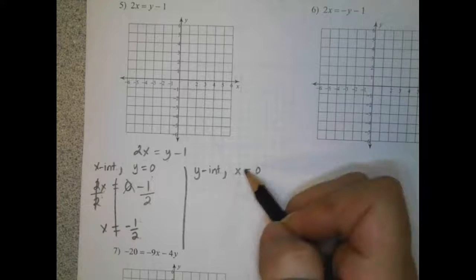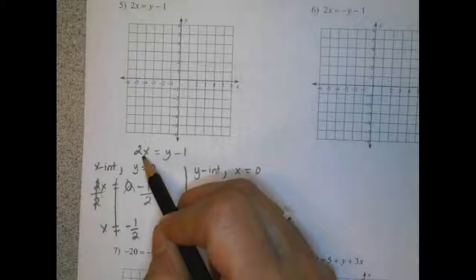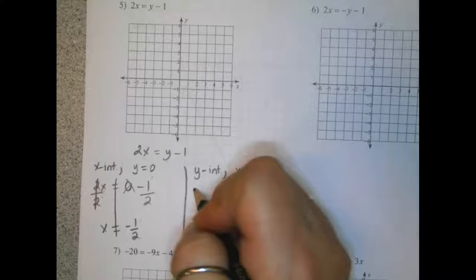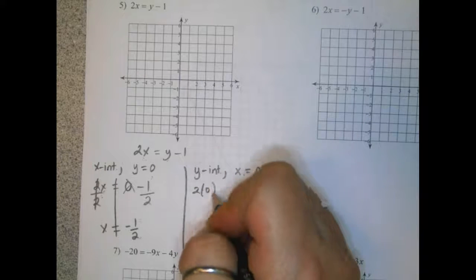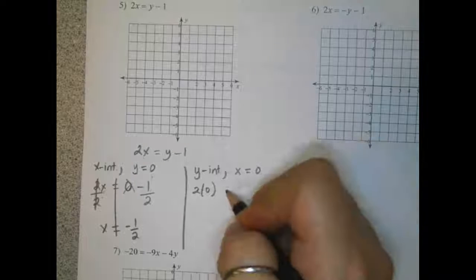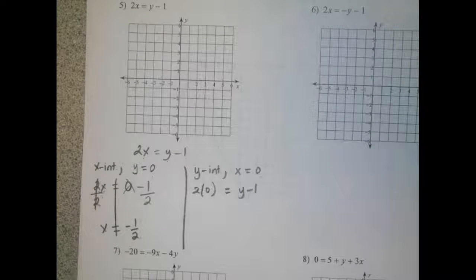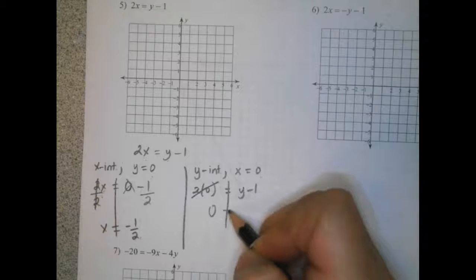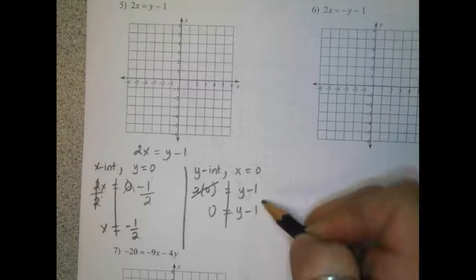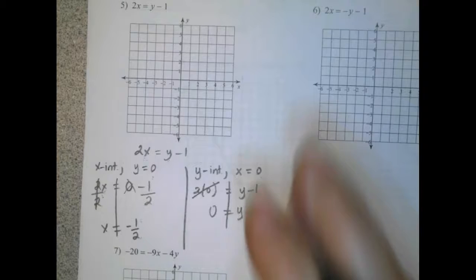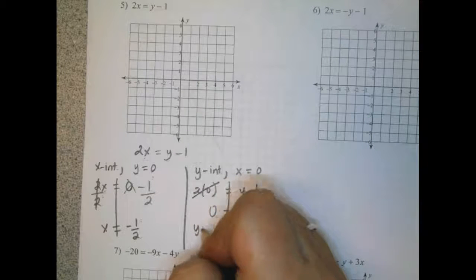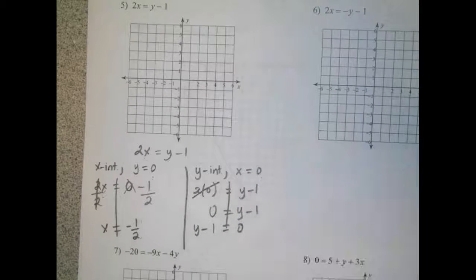So now I'm going to do the same thing over here. I'm going to rewrite my equation, but instead of x, I'm going to write it as 0. So this is going to be 2 times 0 is equal to y minus 1. This becomes 0, right? So now I have 0 is equal to y minus 1. I'm going to change the order and say y minus 1 is equal to 0. I could do that. That's easy.